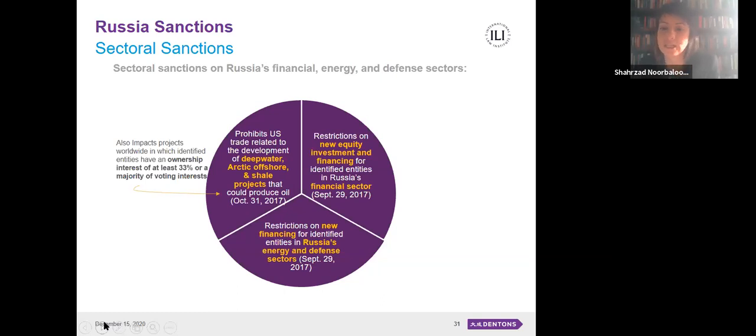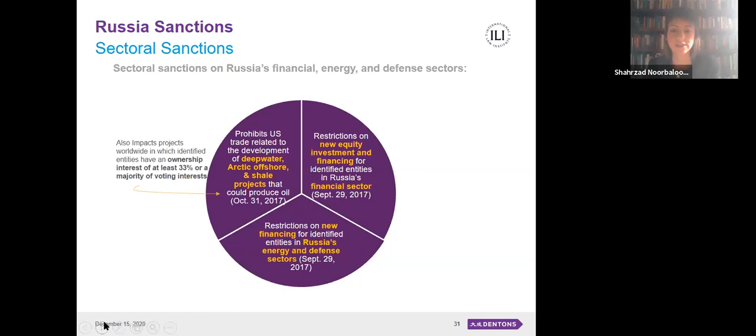OFAC has implemented these sanctions through 4 directives, directives 1 through 4, which I'm just going to briefly overview. Directive 1 applies to Russia's financial sector and prohibits US persons from dealing in the new debt of specified tenors or new equity of persons operating in that sector as named in Directive 1. And the tenor of prohibited debt depends on the period when that debt was issued. Directive 2 applies to Russia's energy sector and prohibits US persons from dealing in the new debt of specified tenors or new equity of persons operating in Russia's energy sector as named in Directive 2.